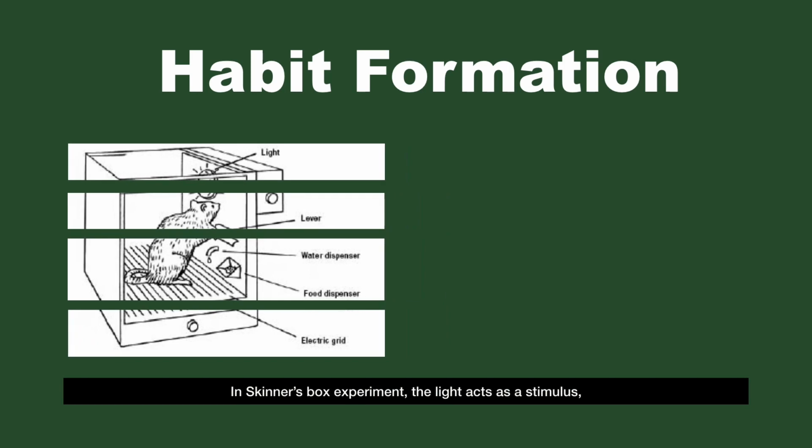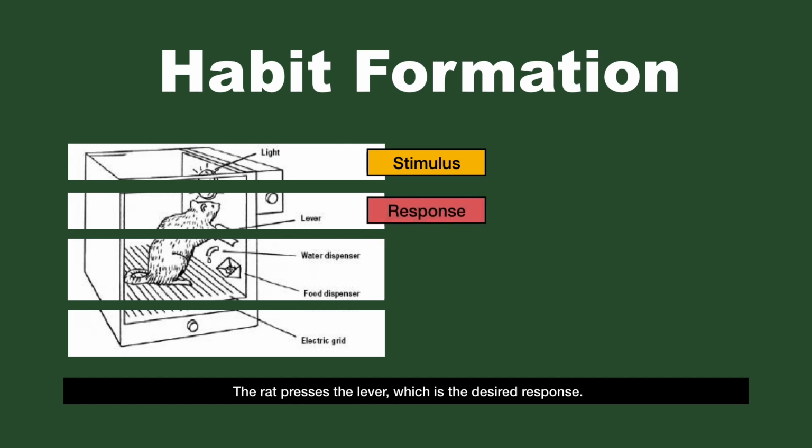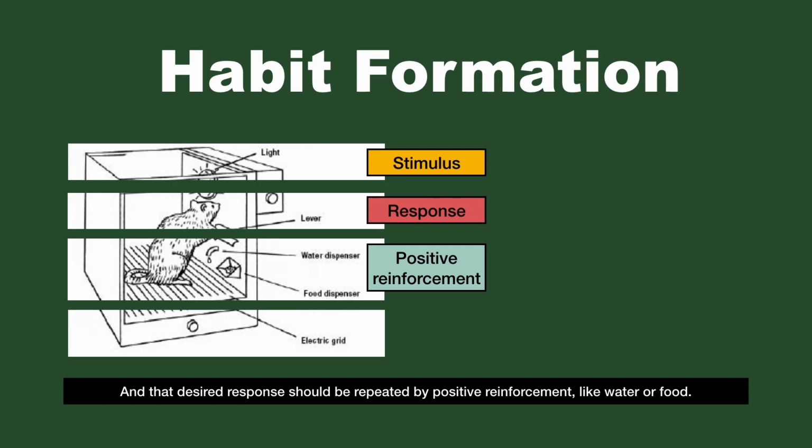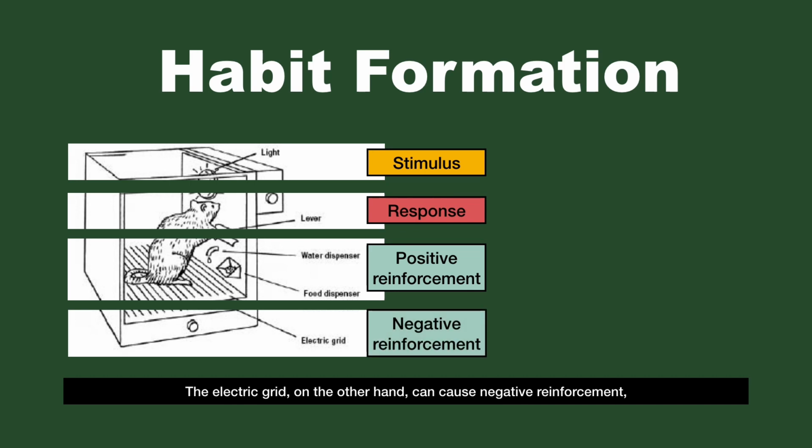In Skinner's box experiment, the light acts as a stimulus. The rat presses the lever, which is the desired response. And that desired response should be repeated by positive reinforcement like water or food. The electric grid, on the other hand, can cause negative reinforcement, which results in the undesirable behavior being reduced or eliminated.